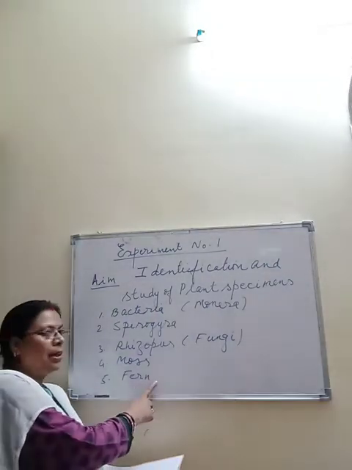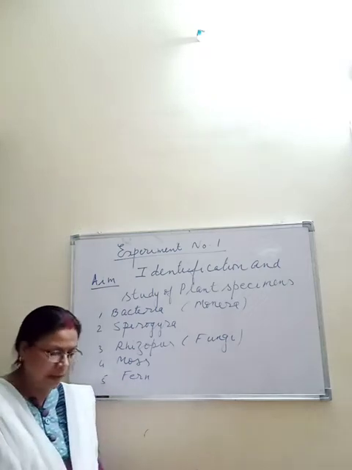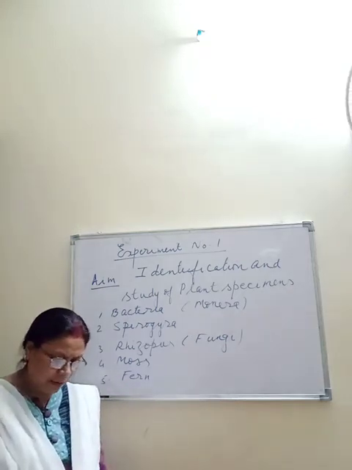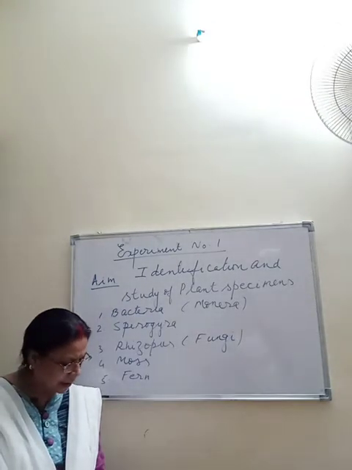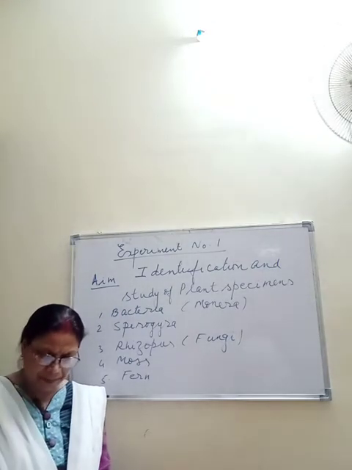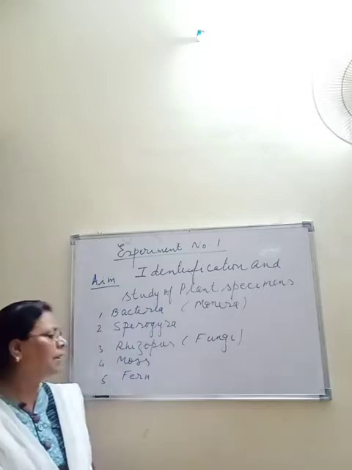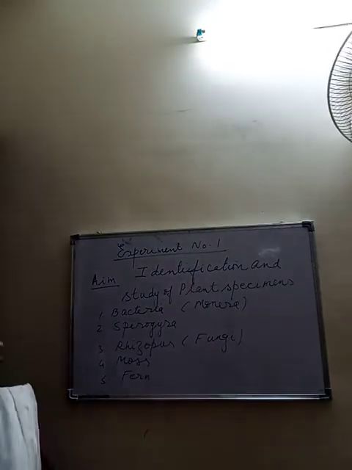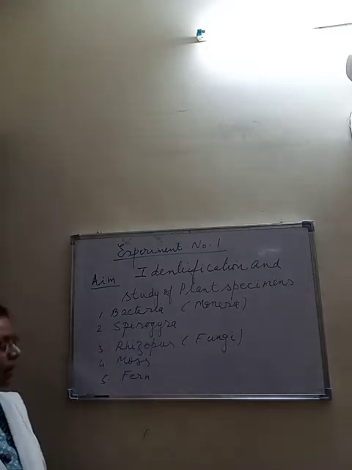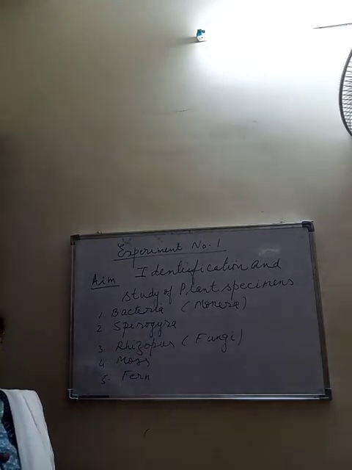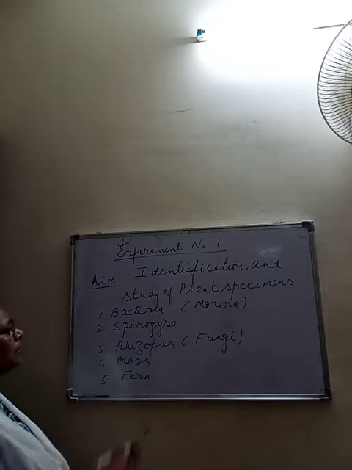Fern. What is the scientific name of fern? Bryopteris. So write its comment and draw the figure. Okay, the young leaf shows circinate arrangement, that is, the leaves are coiled. Now these 5 belong to experiment number 1, identification and study of plant specimens. Now I have sent another 5 specimens, they belong to animal specimens.